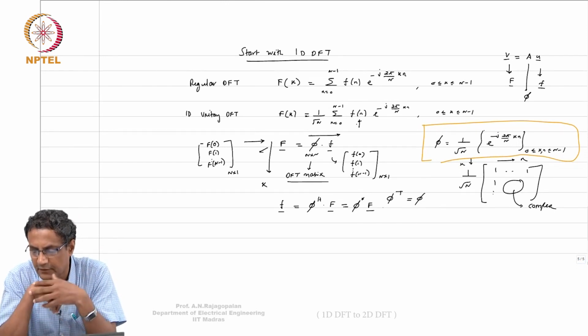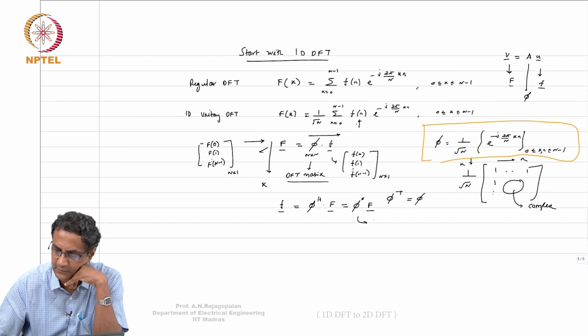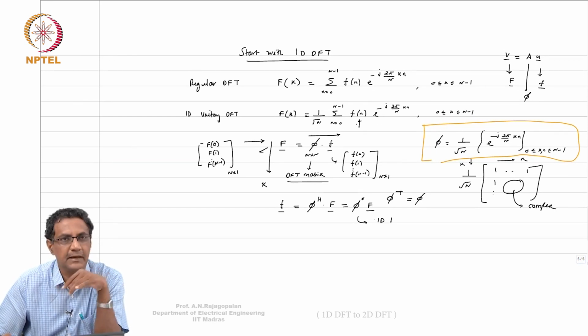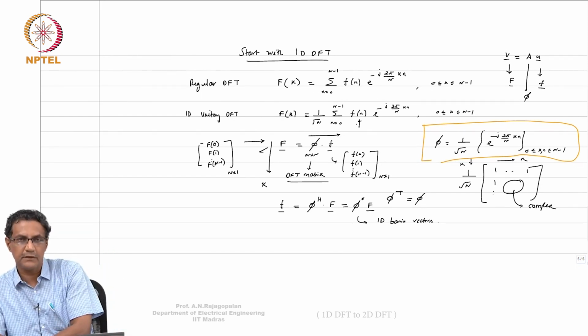The columns of phi Hermitian, or phi star, will now be the basis. This will be the 1D basis. Whatever we did for general A, all those things will hold now. So for 1D, the basis vectors are all sitting as the columns of phi star or phi Hermitian, as you would want to call it.